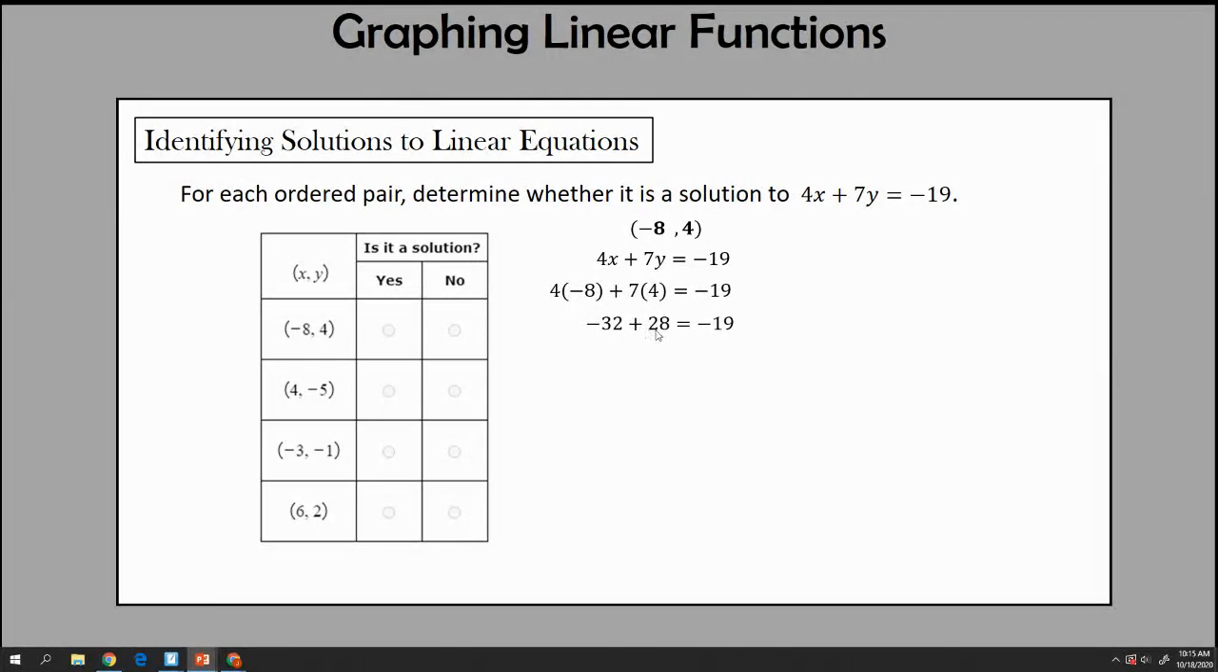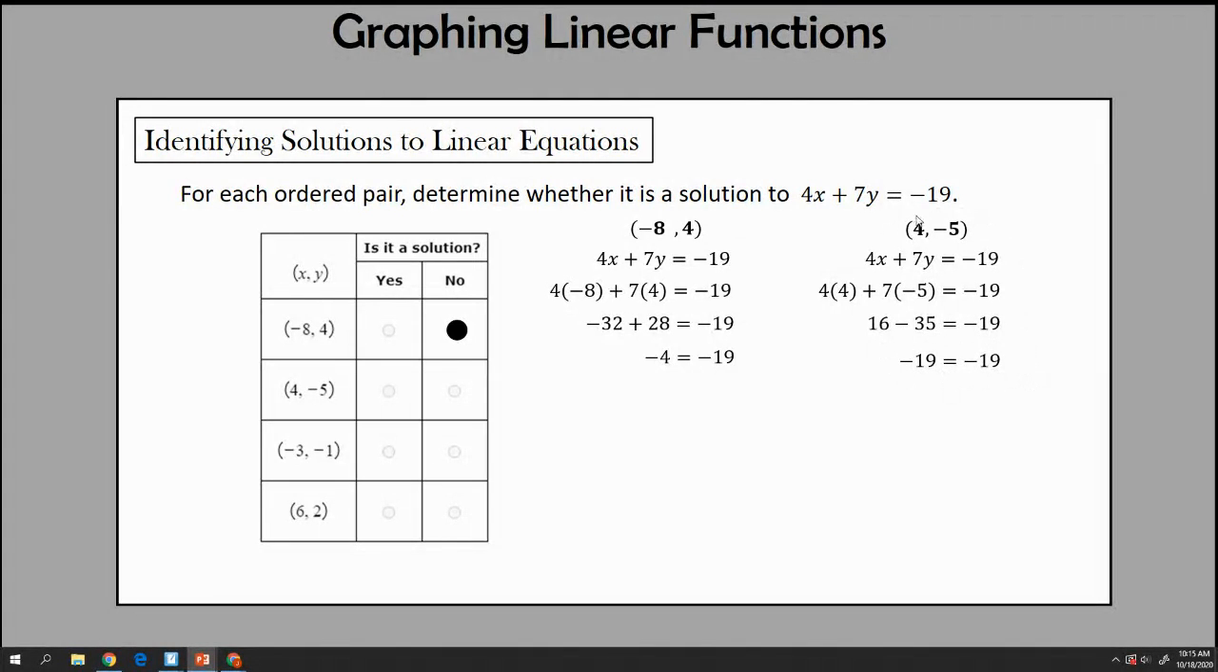That's going to be -32 plus 28. That's going to be -4. Does -4 equal -19? No. So this point, -8, 4, is not on the line. Okay. Check the next point. 4, -5. So take our equation, replace x with 4, y with -5. 4 times 4 plus 7 times -5. 16 minus 35 equals -19. -19 equals -19. That's true.